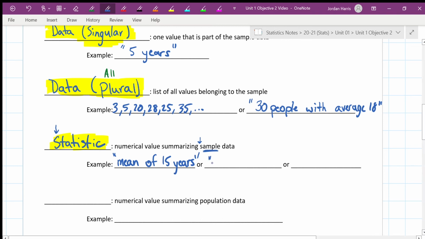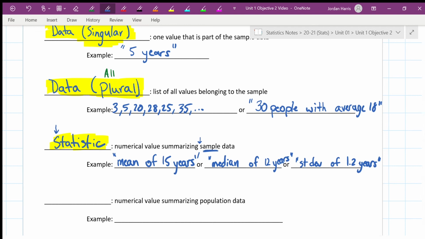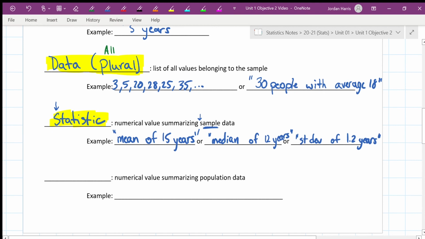You could get a median. That should be a term you recognize. Of 12 years. That is a different statistic. Notice there's lots of different ones. We could get a standard deviation, another term you might recognize, of 1.2 years. That is also a statistic. It's summarizing the data in a different way. Mean is a middle. Median is a middle. Standard deviation is how spread out. It's still summarizing our data though, so that's a statistic. There's lots of different statistics.